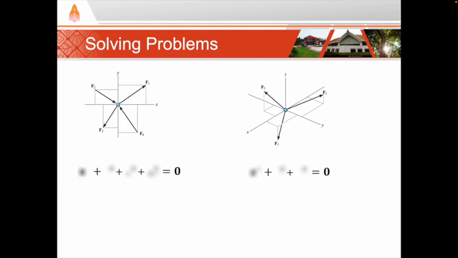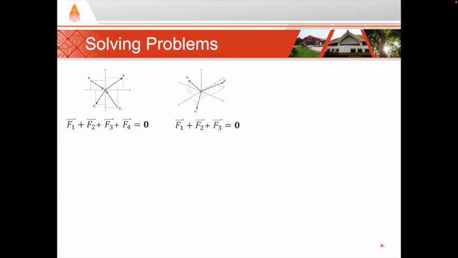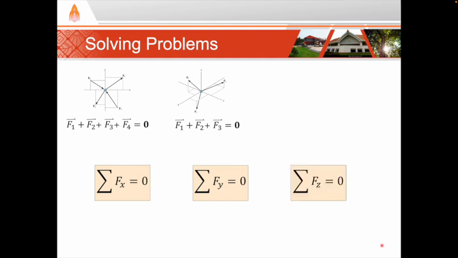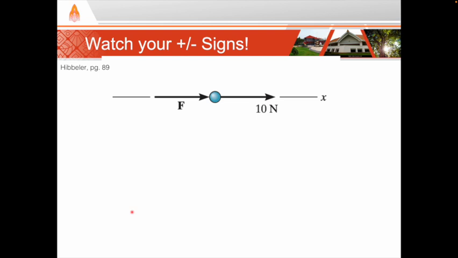Specifically, we know that all the forces in the x direction are equal to 0, all the forces in the y direction are equal to 0, and all the forces in the z direction are equal to 0. Then we use our skills at making Cartesian coordinates to break up any forces into the x, y, and z components. Then we solve these equations. It's important to carefully watch your plus and minus signs. You need to define what you call positive.